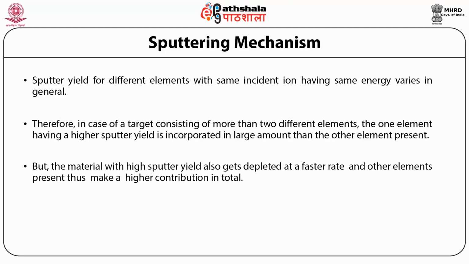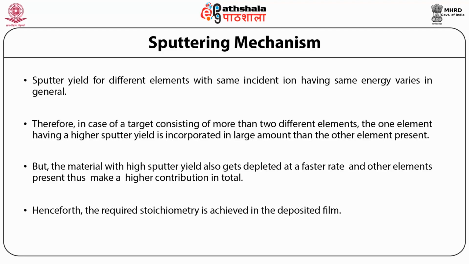But the material with high sputter yield also gets depleted at a faster rate, and other elements present thus make a higher contribution in total. Henceforth, the required stoichiometry is achieved in the deposited thin film. So, sputter yield is the important parameter for the deposition of materials.